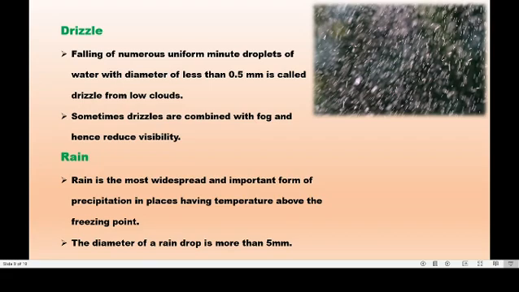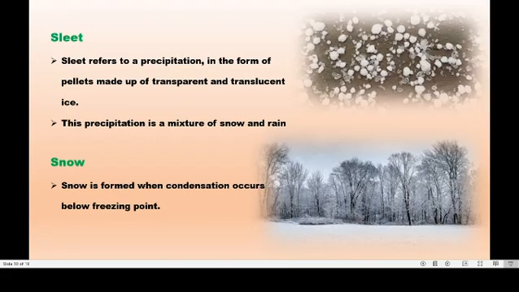So the next is rain. What is rain? The widespread form of precipitation. It means the widespread form of a fall of water, and that is known as rain. Here the diameter, the size of the water drop, is more than 5 millimeter.